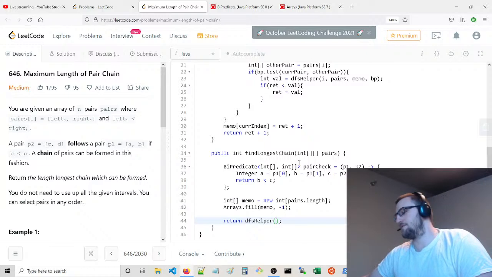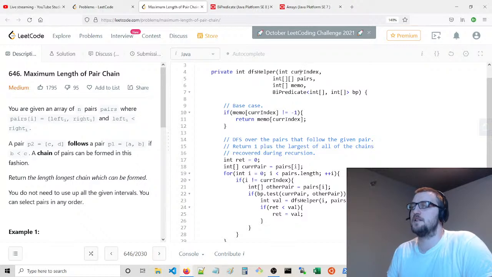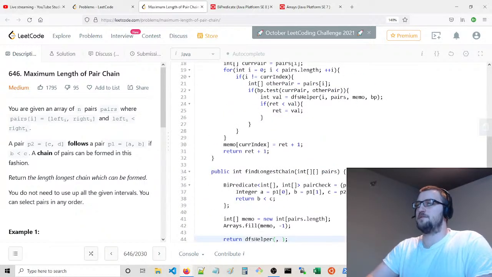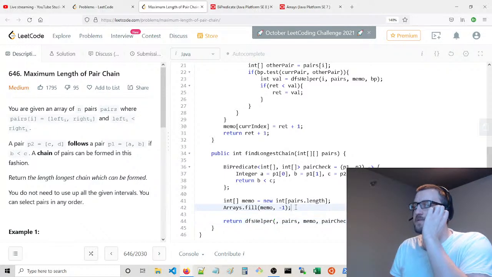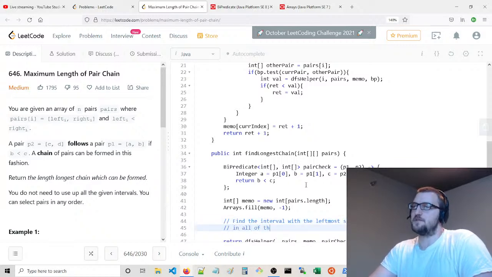And we do actually want to find the right node to begin on for this to work properly. Current index, pairs, memo, BP. Pairs, memo, pair check. And then the one thing we need here is which index do we start on? The index we start on is going to be the interval with the leftmost second value, of all of the intervals.